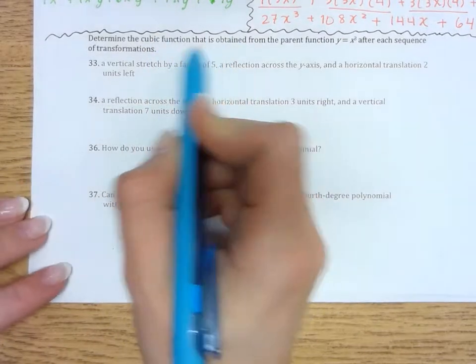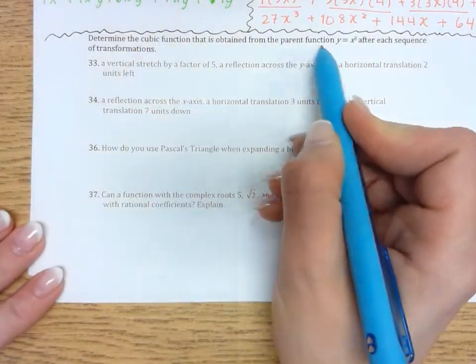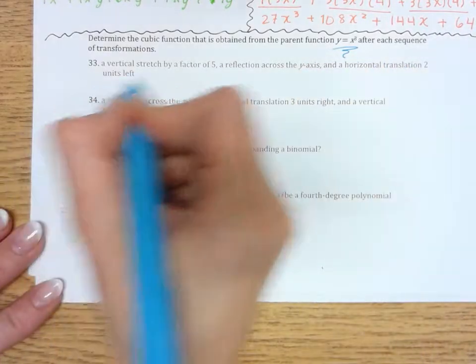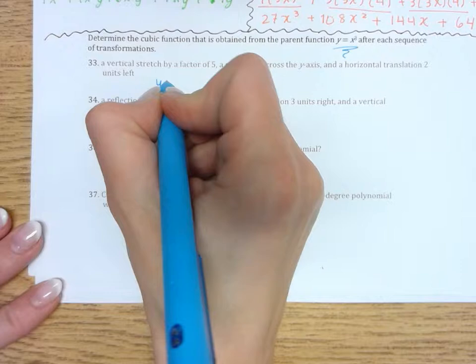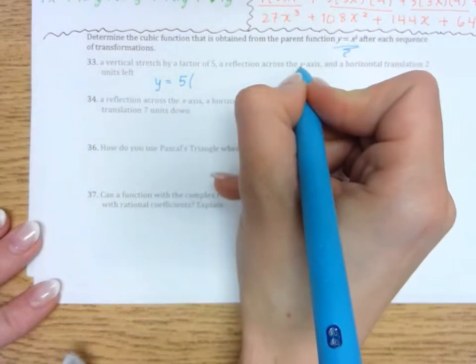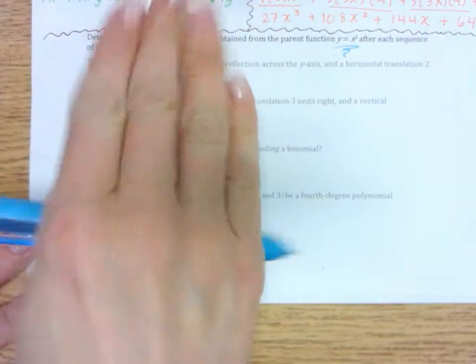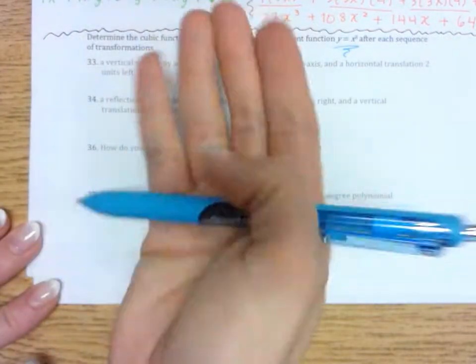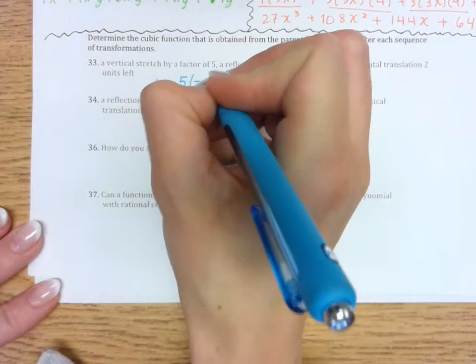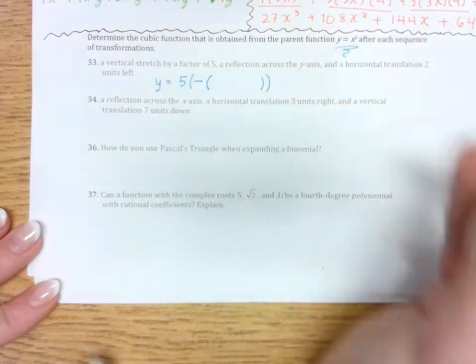Determine the cubic function that is obtained from the parent function y equals x cubed after each sequence of transformations. So there's a vertical stretch by a factor of 5 out front. It's reflected across the y-axis. The y-axis is this way. If I reflect it this way, the negative is really on the inside, okay? So I'm going to go right here. It's going to confuse some of you, but we'll deal with that in a second.